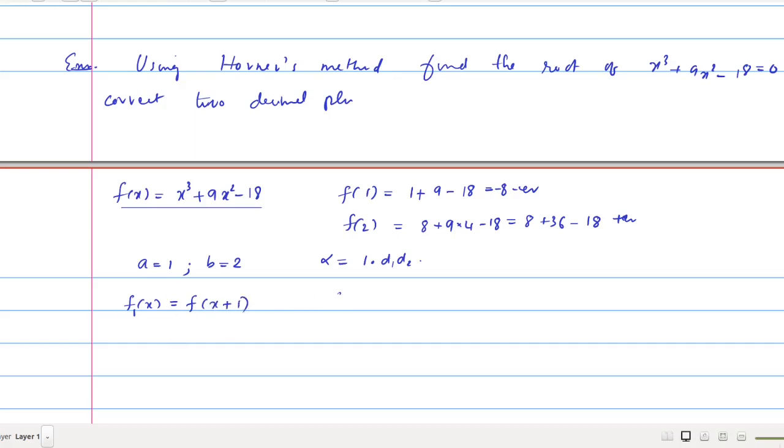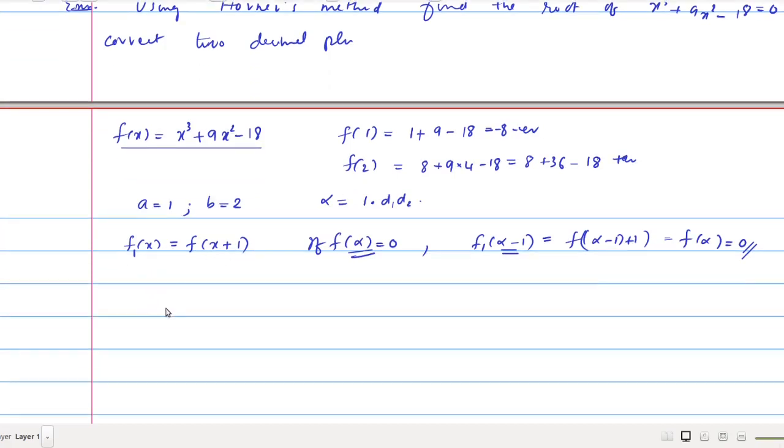എന്താ സംഭവിക്കുക? If f of alpha equal to 0, then what is f1 of alpha minus 1? By definition, this is f of alpha minus 1 plus 1, that is equal to f of alpha, that is equal to 0. Naturally f of alpha 0 ആവുന്ന ഇക്വേഷൻ ഉണ്ടെങ്കിൽ alpha minus 1 0 ആവുന്ന ഇക്വേഷൻ കിട്ടാൻ എന്ത് ചെയ്താൽ മതി? f of x plus 1 നമുക്ക് പുതിയ ഫംഗ്ഷനെ റീപ്ലേസ് ചെയ്താൽ മതി.